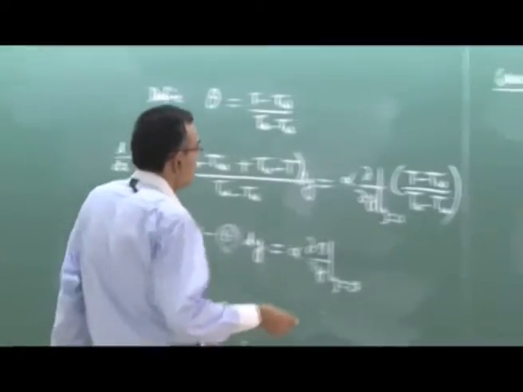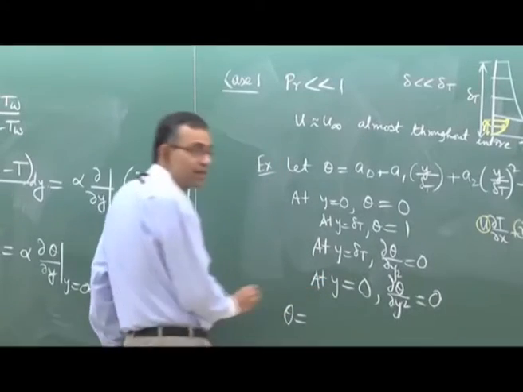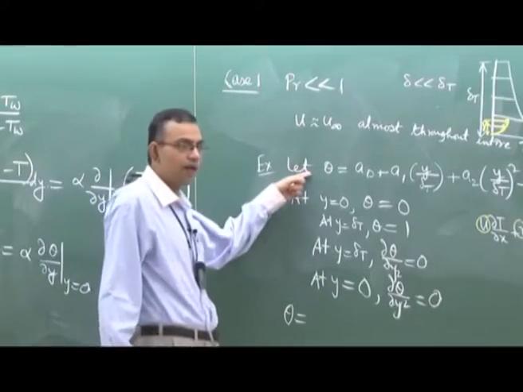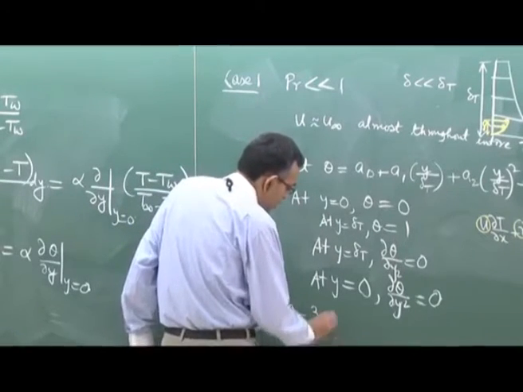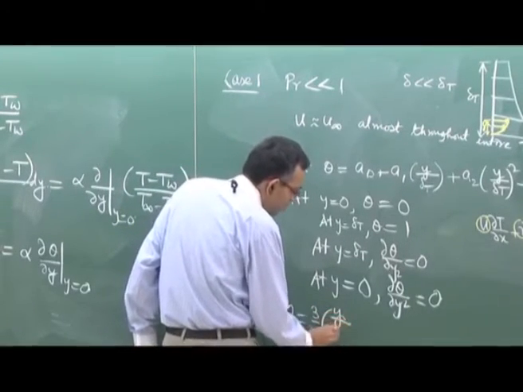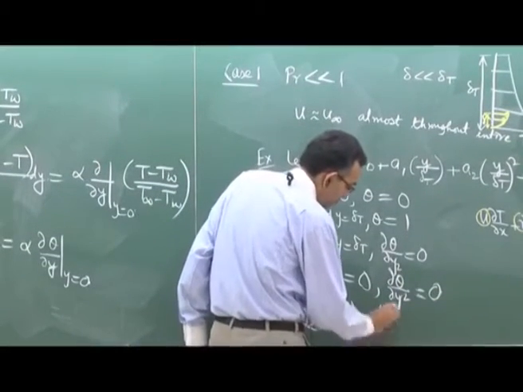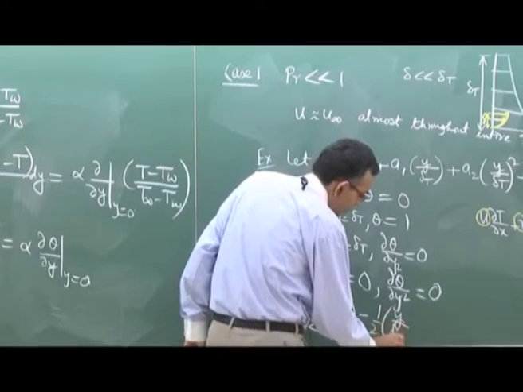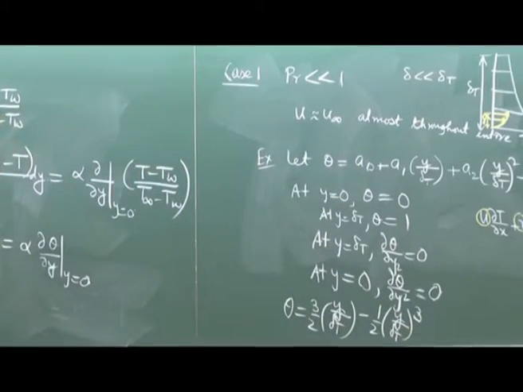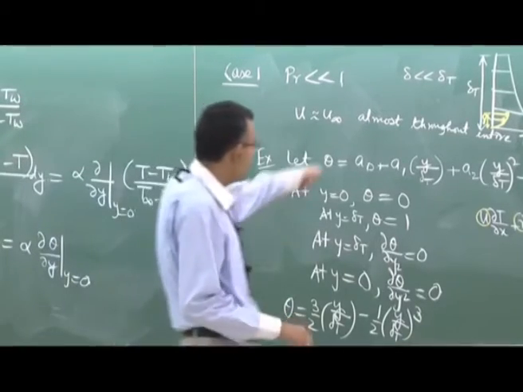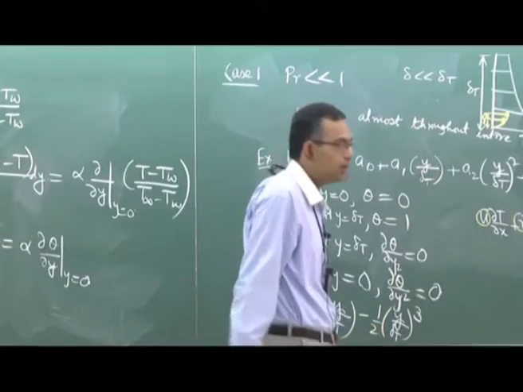Mathematics does not understand that one is heat transfer, one is fluid mechanics. If you bring exact similarity into picture, the values will also be similar. So you will get theta is equal to, what was the velocity profile? 3 by 2 y by delta t, now instead of y by delta, it will be y by delta t for the temperature profile, minus half y by delta t whole cube. So if you work out this by substituting these conditions, you will find out exactly this.